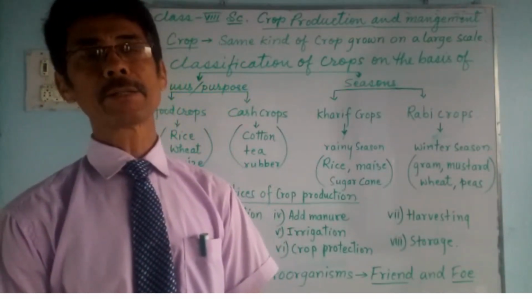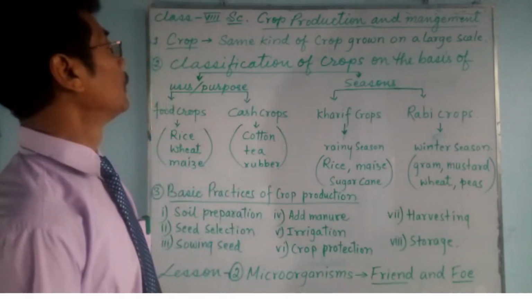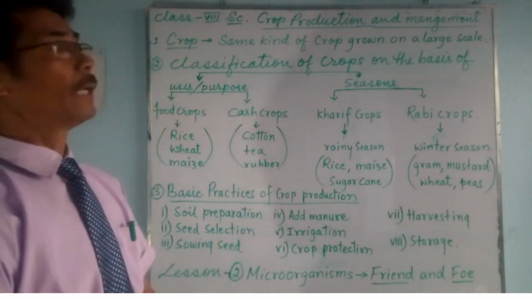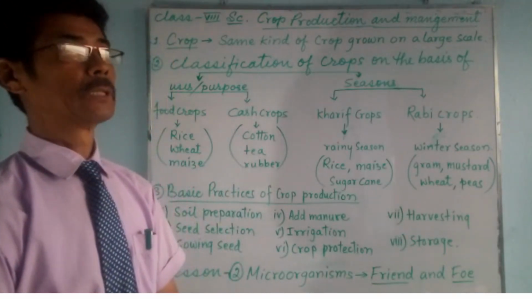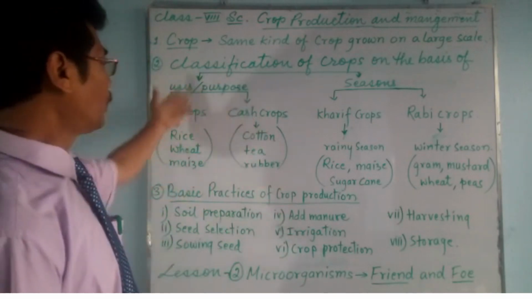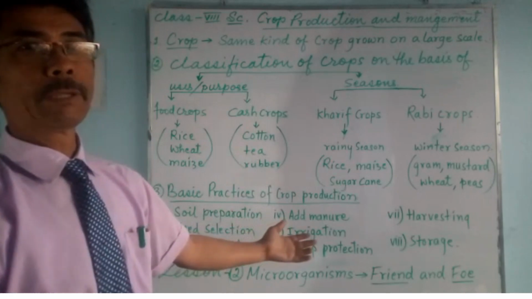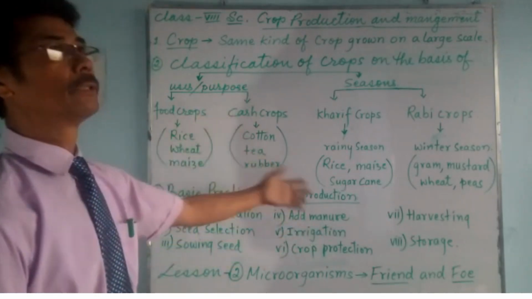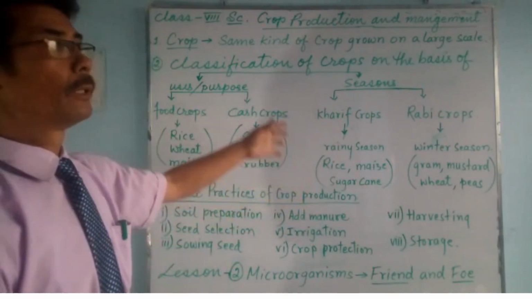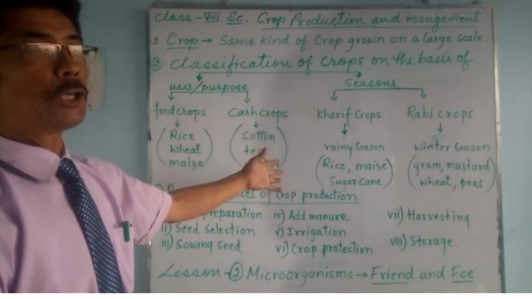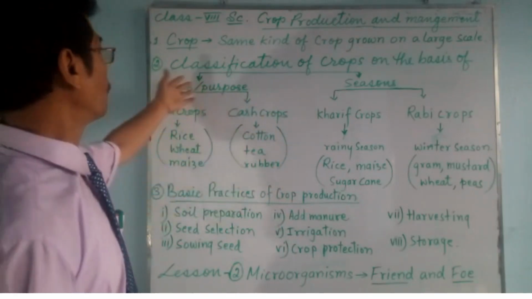Today we'll do science chapter 1, crop production and management. So look at the points over here. I have written certain points. In our next class we'll do chapter 2. Today it's a very short chapter. Now let me explain in short on the board.